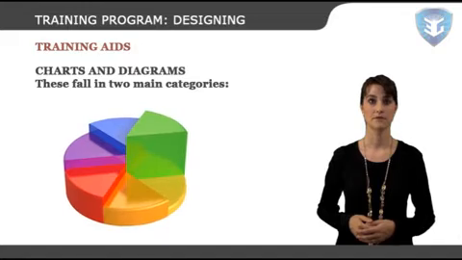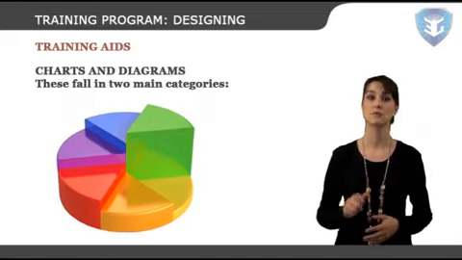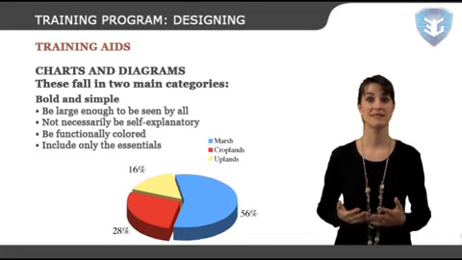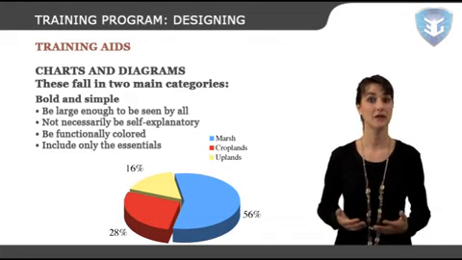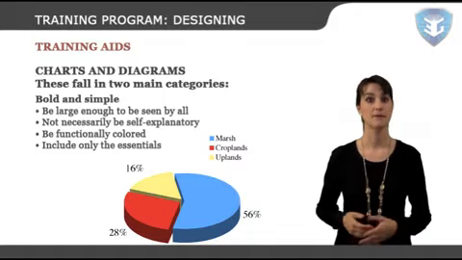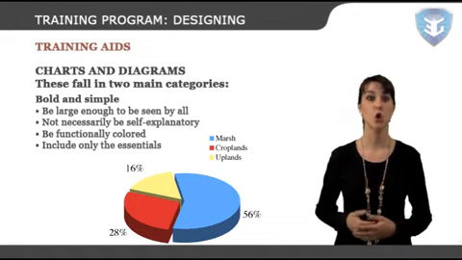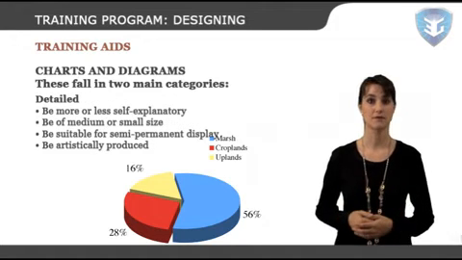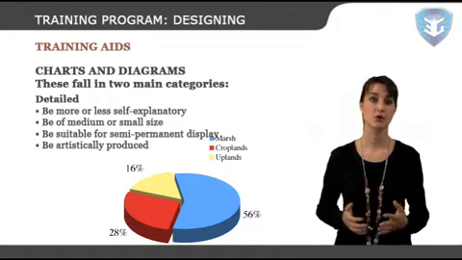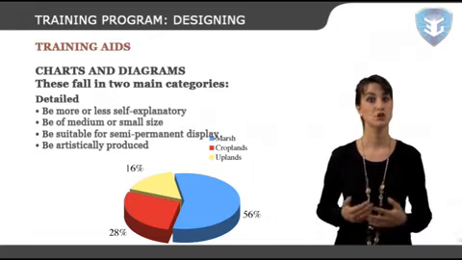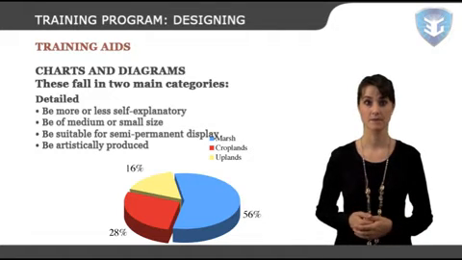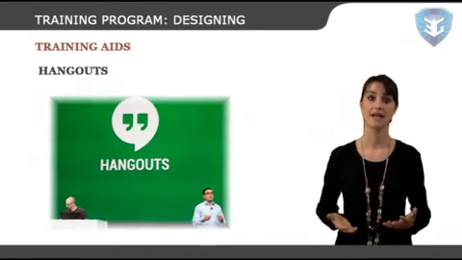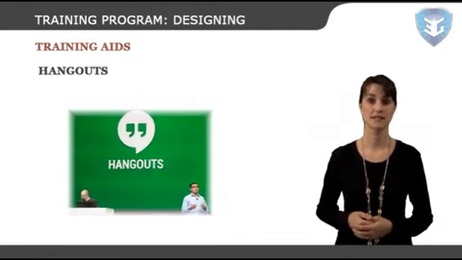Charts and diagrams. These fall into two main categories: bold and simple, and detailed. Bold and simple charts should be large enough to be seen by all, not necessarily be self-explanatory, be functionally colored, and include only the essentials. Detailed charts should be more or less self-explanatory, be of medium or small size, be suitable for semi-permanent display, and be artistically produced.